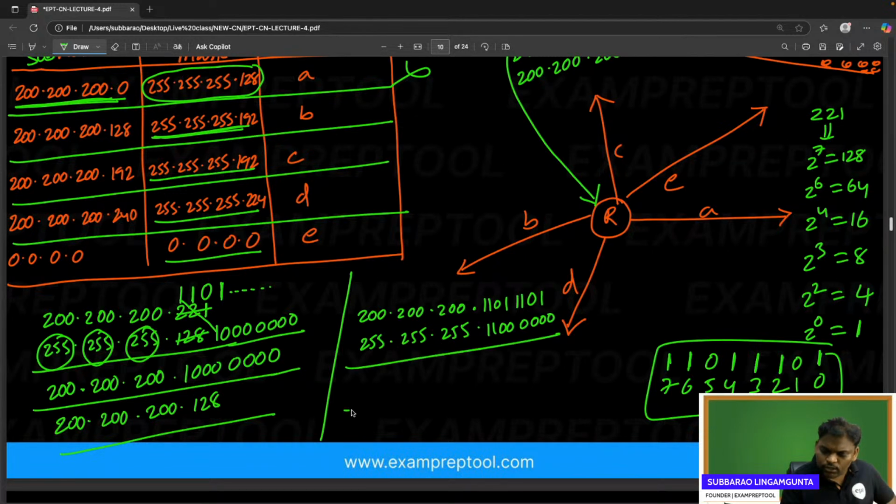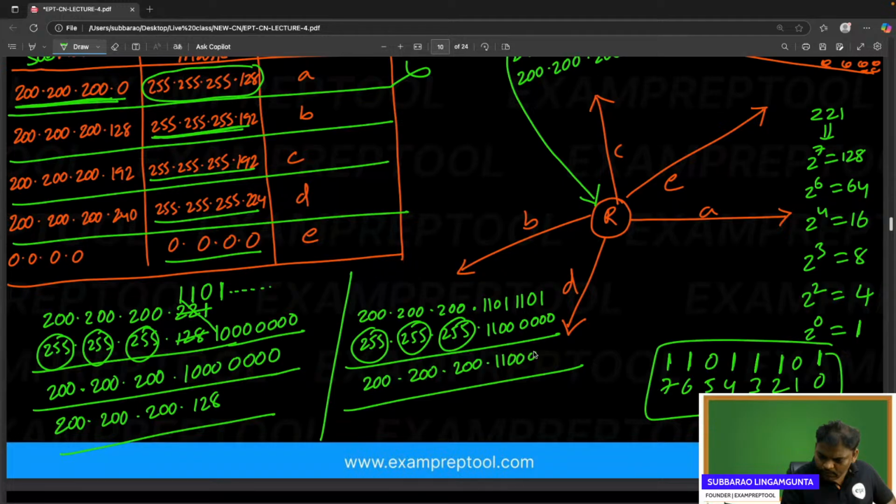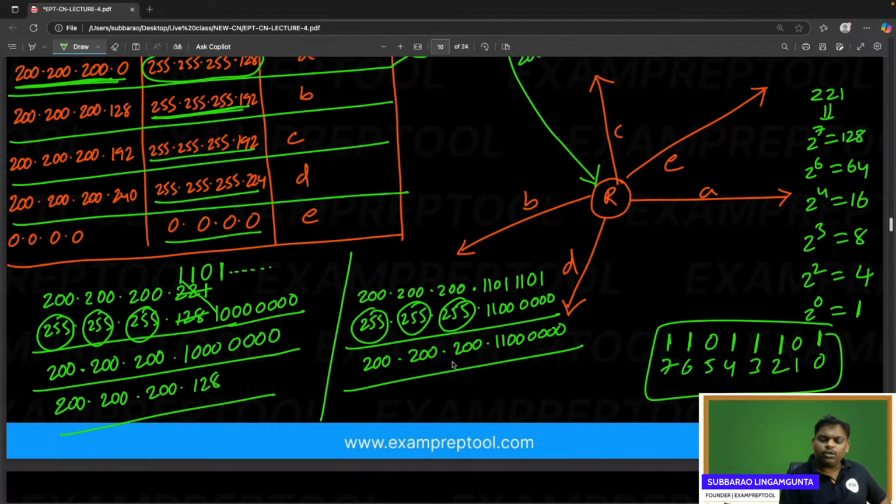Do the AND operation. When you do the AND operation, all ones AND anything gives the same. So what is the answer? It will become like this, which is going to be 192. 200.200.200.192. 128 plus 64, 192. Is it matching? Subnet ID, is it matching? No, it is not matching.